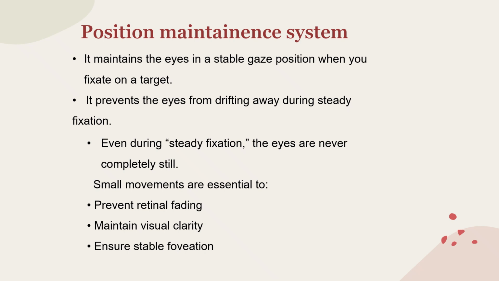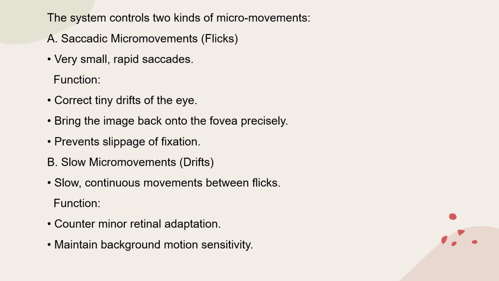Next is the position maintenance system. It maintains the eyes in a stable gaze position. When you fixate on a target, it prevents the eyes from drifting away during steady fixation. And even during steady fixation, the eyes are never completely still. Small essential movements are always taking place, and they prevent retinal fading, maintain visual clarity, and ensure stable fixation.